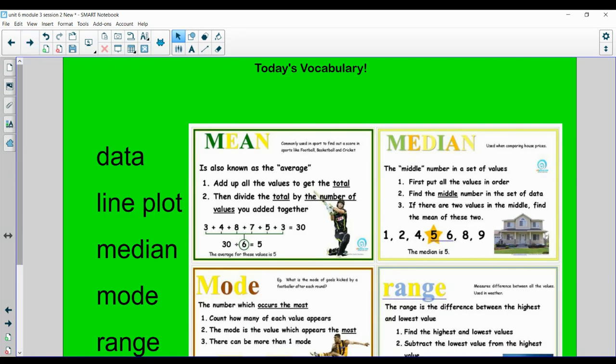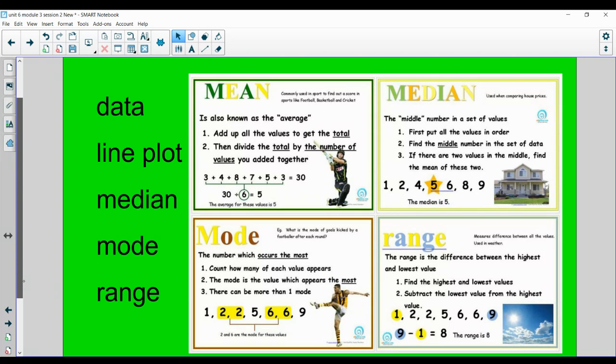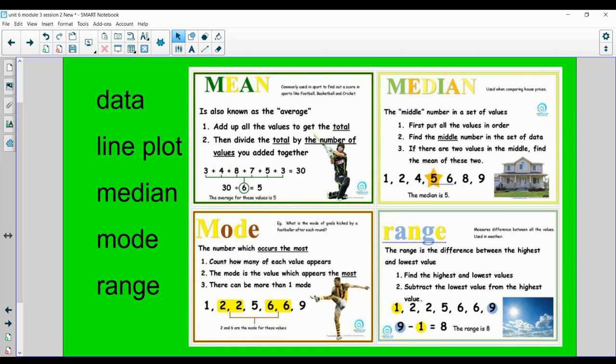All right. So quick review of some of our terms that we have here. So we have data, line plot, median, mode, range. And so data, or data, whatever way you want to pronounce it, is really just a collection of any information, any numbers that you have. It could be your scores on a test this school year. So maybe for reading, you got an 80%, a 90%, and a 95%. That's all data. That's all scores.